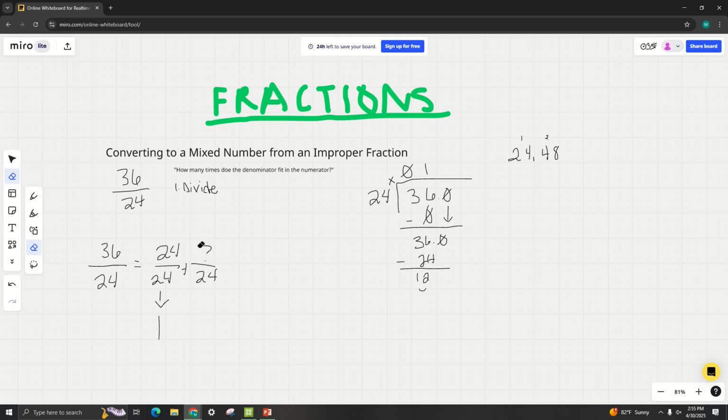So what we're going to do is we take our remainder and we're going to place that over our denominator. So just to show you, 36 24ths is equal to 24 24ths plus 12 24ths. I can convert my 24 24ths into a whole number of 1. And then I just bring down my 12 24ths. Now we can simplify this though.